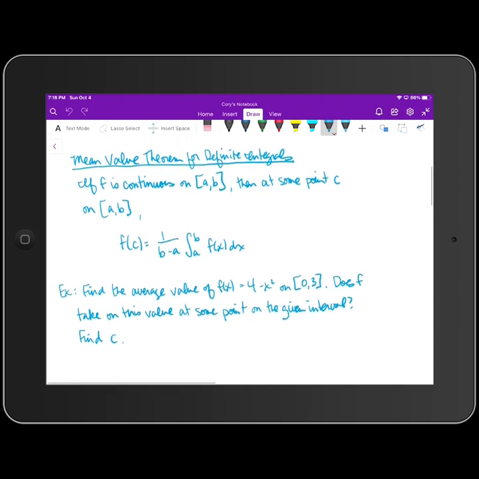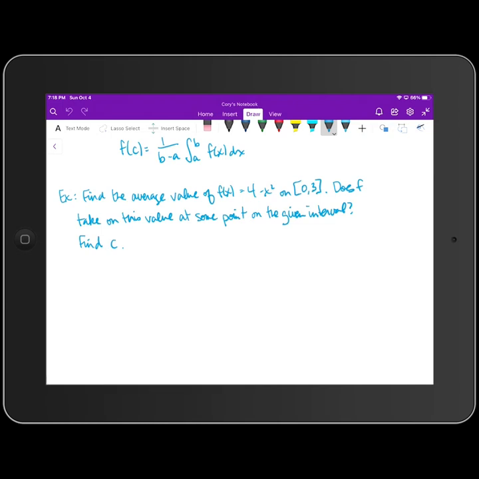Okay, so we're going to take a look at two examples here involving this. So the directions for the first ask us to find the average value of the function f of x, which is equal to 4 minus x squared on the closed interval from 0 to 3. And then does f take on this value at some point on the given interval? And the last part asks us to find c. Okay, so first thing we want to do here is calculate the average value.